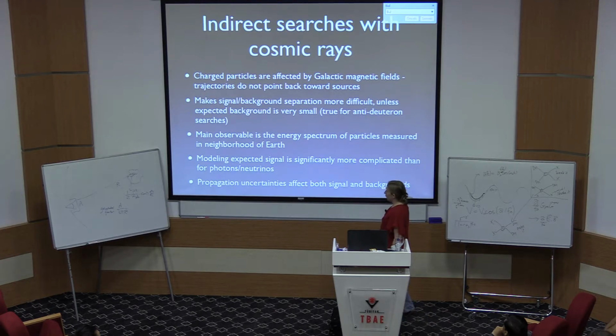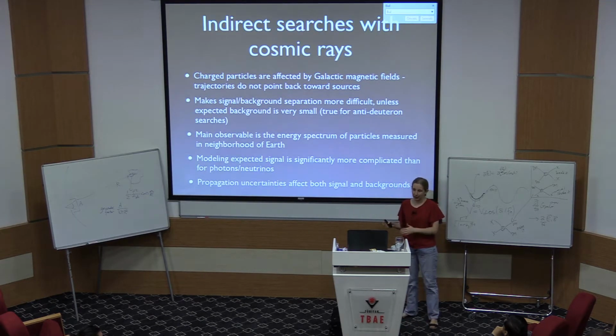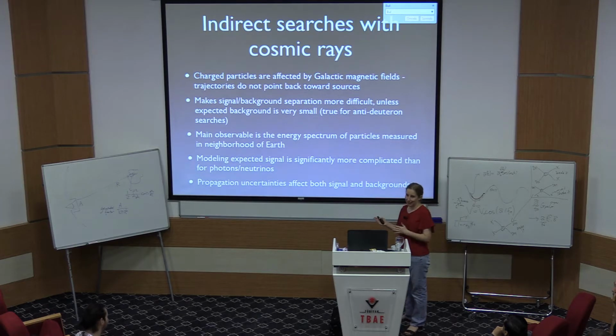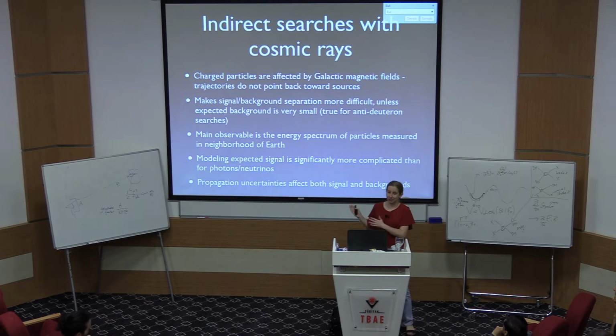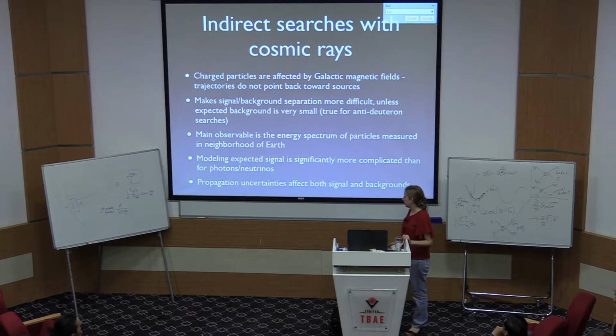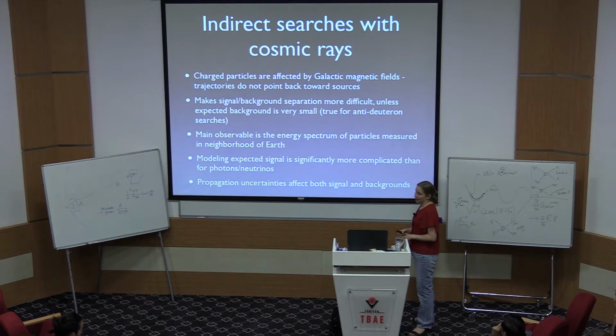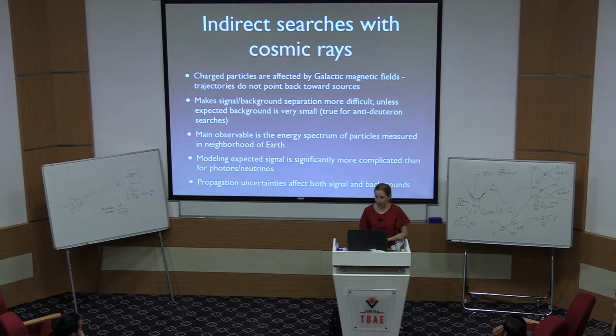So the observable that you do have in general for this is just the energy spectrum of particles. How many are there at a given energy? Your backgrounds are also coming from charged particles propagating through the magnetic fields of the galaxy, so that modeling is significantly more complicated than what it is for the uncharged particles. And these propagation uncertainties affect both the signals and the backgrounds. These searches can be very powerful, but essentially the question is always, have you correctly captured the systematic uncertainties coming from the propagation of charged particles through the galaxy?